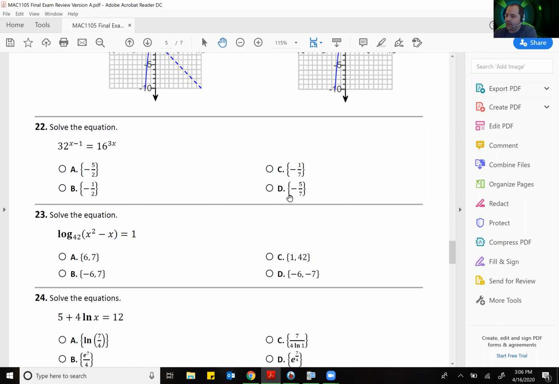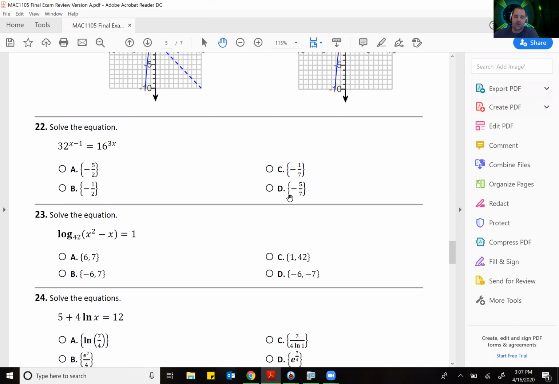Number 23. This one is officially coming from 6.4. Okay. And they want us, again, to solve the logarithm. So log base 42 of x squared minus x equal to 1.